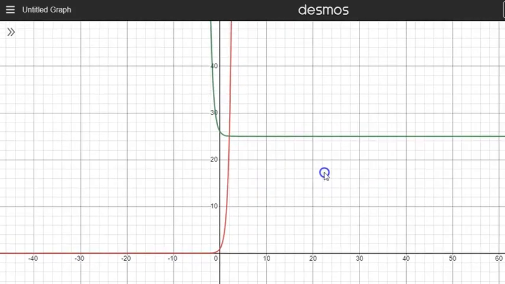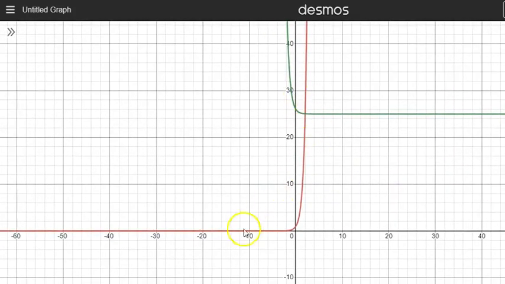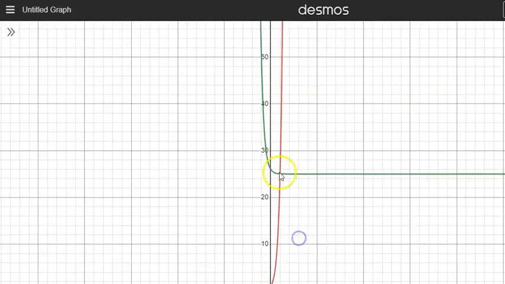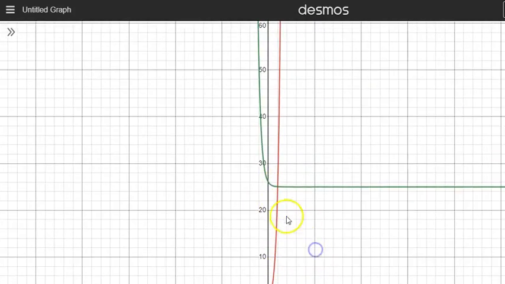There are no x-intercepts in either function because there's a horizontal asymptote at 0 in our original one, and in our transformed one that asymptote has been moved upwards by 25. So there's now a horizontal asymptote at y equals 25. There is a y-intercept, and we could solve for it algebraically, or we could look at it graphically, and we find that our y-intercept is at the point 0, 26.